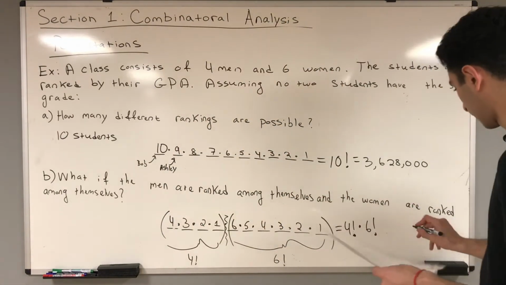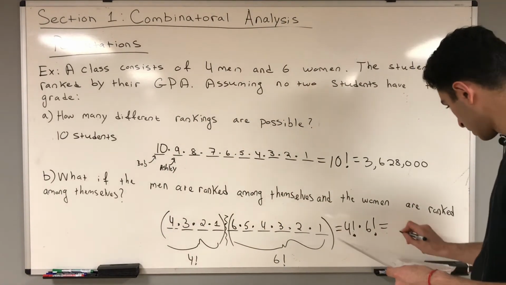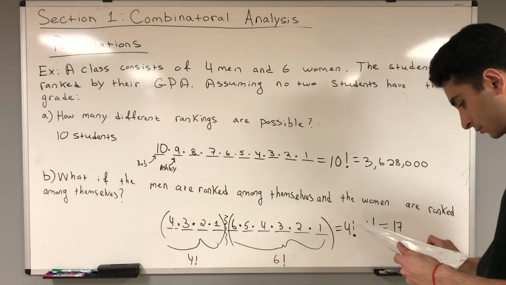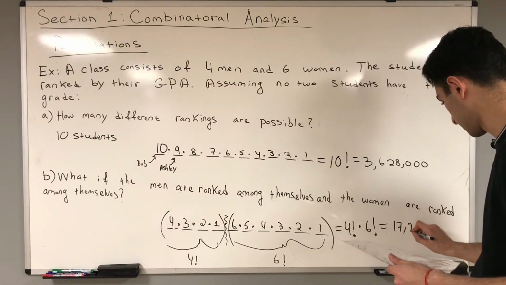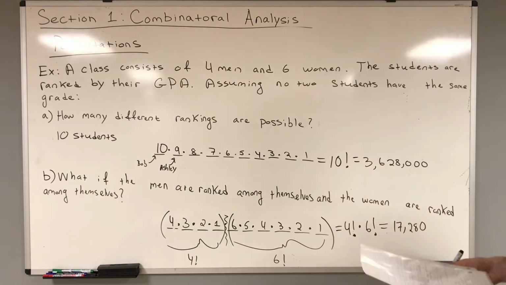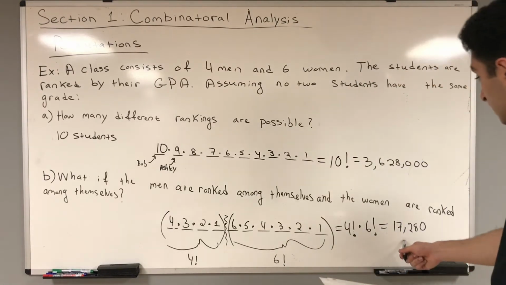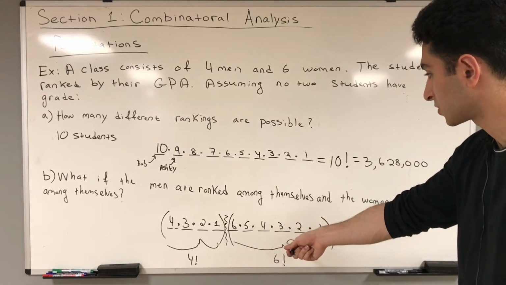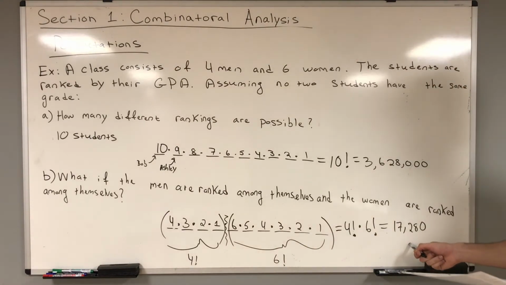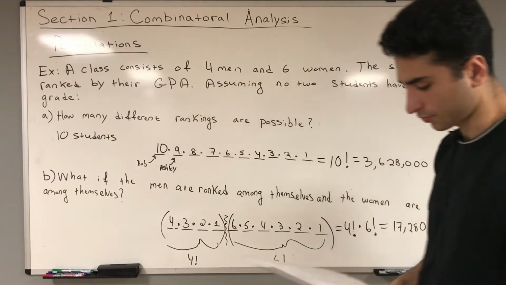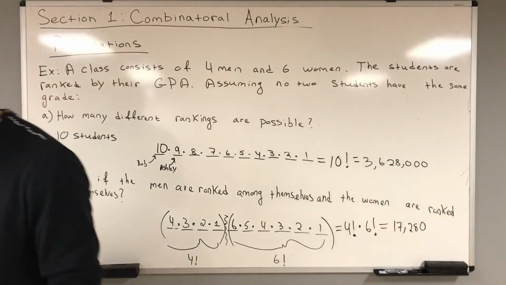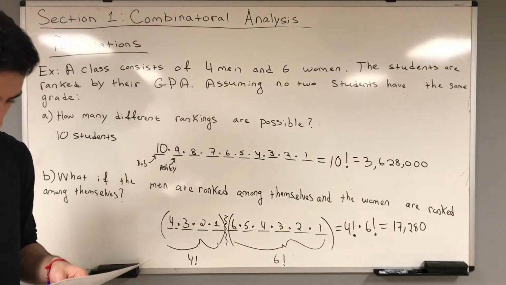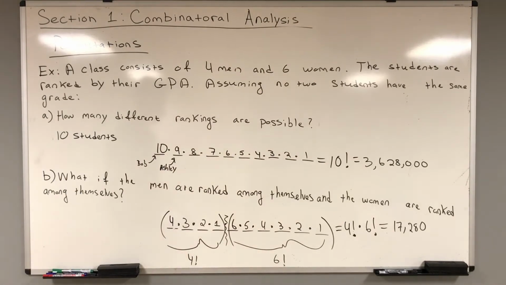And this turns out to be 17,280 different rankings, which is a crazy big difference from this. So notice, just if the men are ranked among themselves and the women are ranked among themselves, you get a lot less outcomes, which is nice to think about why that is. Okay. So that's a good example to see how factorial works.